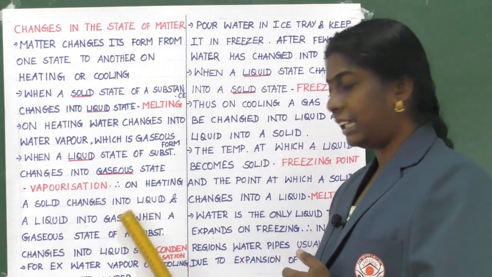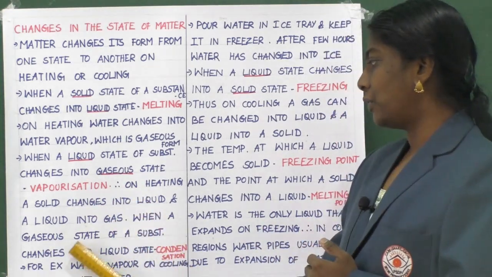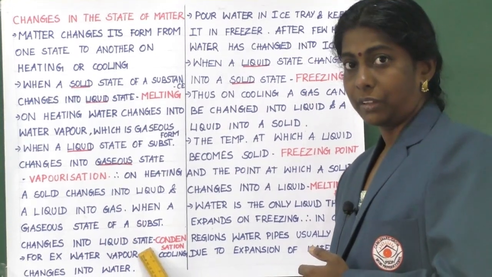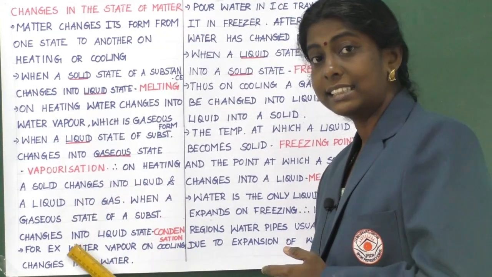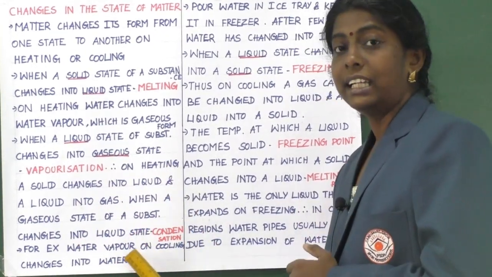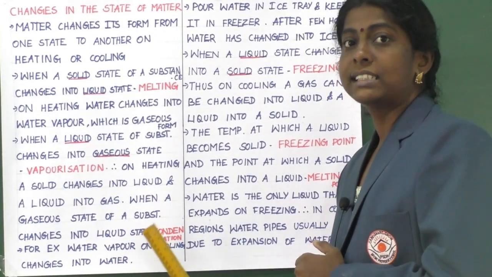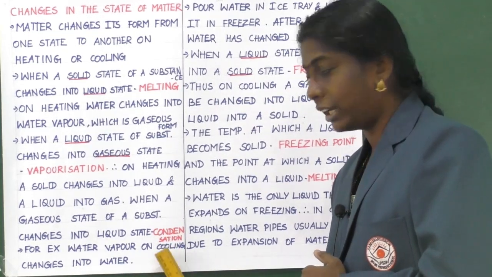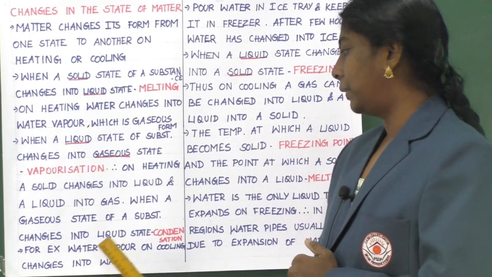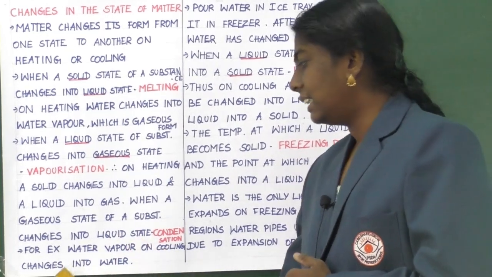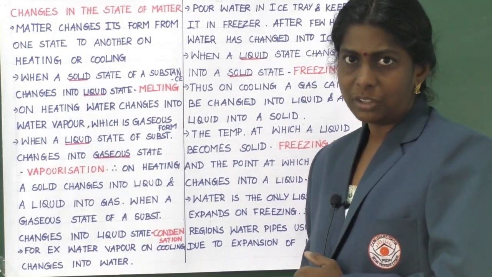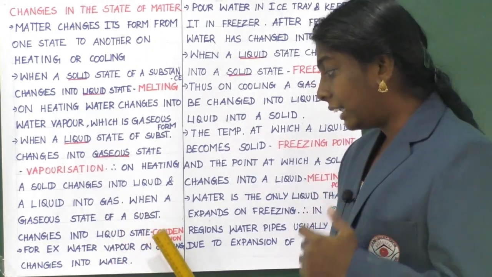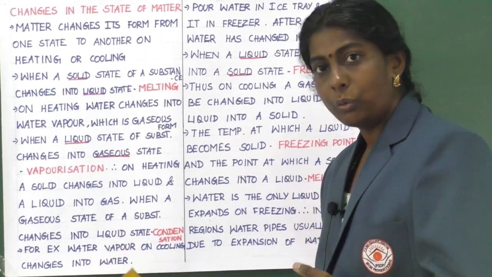Clear, children? Yes. When a gaseous state of a substance is changed to a liquid state, then that is said to be condensation. What is that? Condensation. For example, water vapor on cooling changes into water. Is it not? Water vapor, when it gets cool, again it will turn back into water.